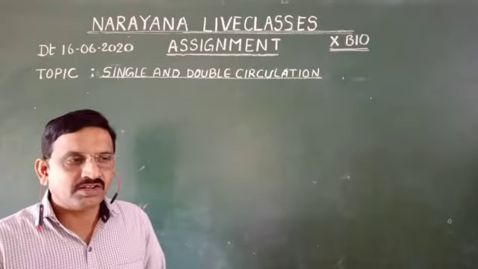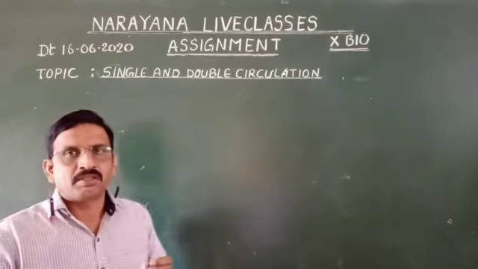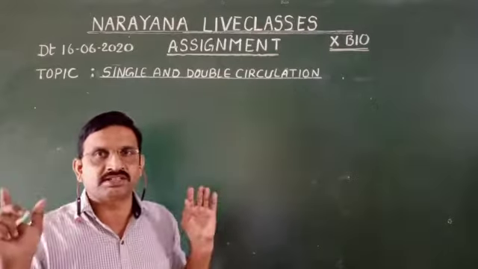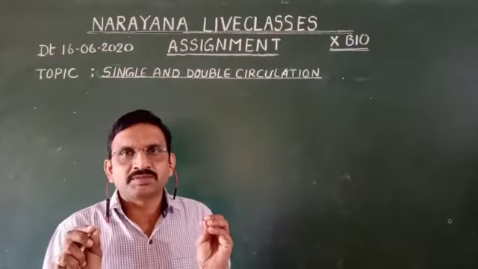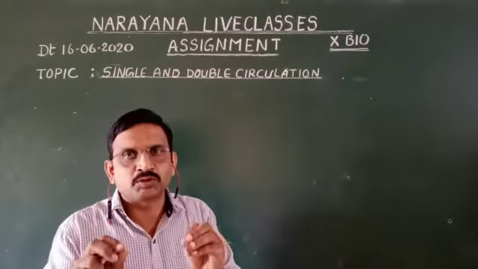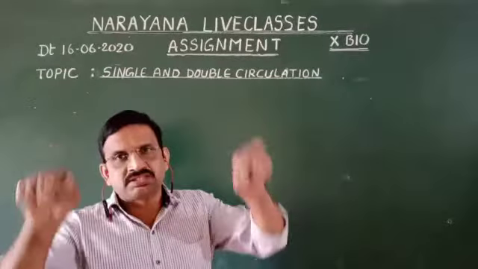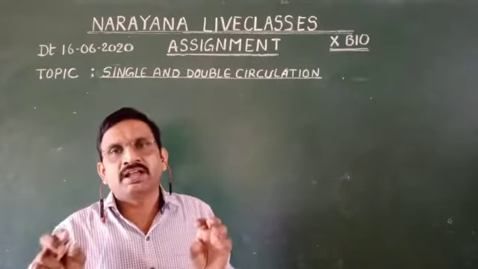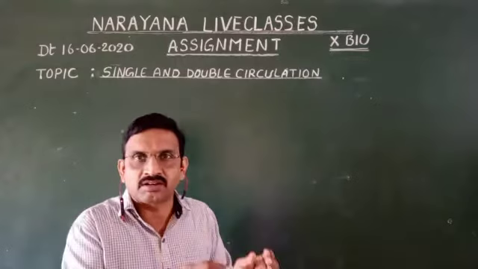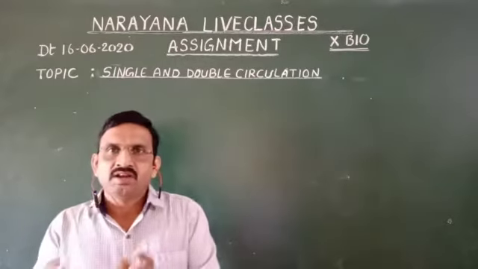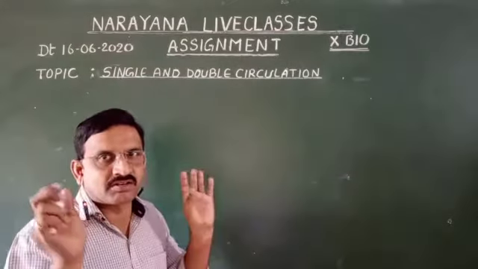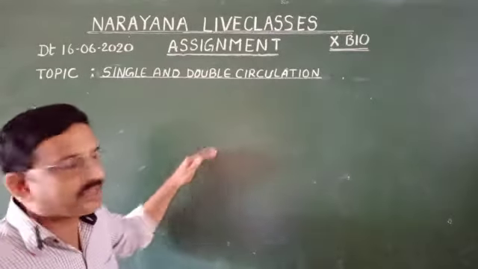Our second question is, draw the block diagrams of single circulation and double circulation. Block diagrams means no need to draw the complete diagrams. Just show them through boxes only. Understood? How can you draw the block diagrams of single circulation and double circulation? First of all, I will draw the block diagram of single circulation. Look at the board clearly.